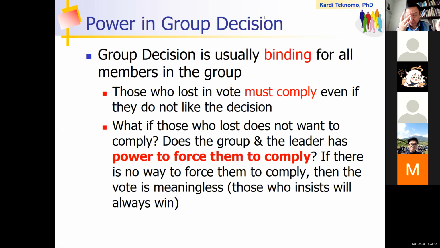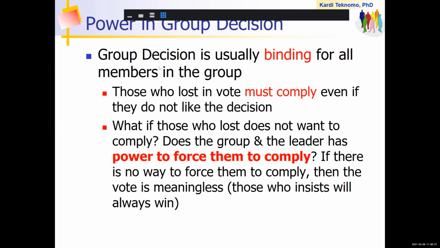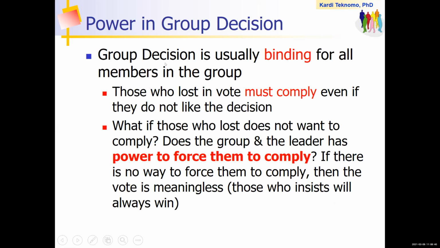So in this lesson, this is the one that we will discuss, okay? Of course, we discuss more of the mathematics of that. Now, suppose you have a problem like this, in group decision, right? Usually you have voting, correct? So those who lost in the vote must comply, even if they don't like the decision. That's what democracy is about, right? And the group decision is usually binding for all the members in the group.